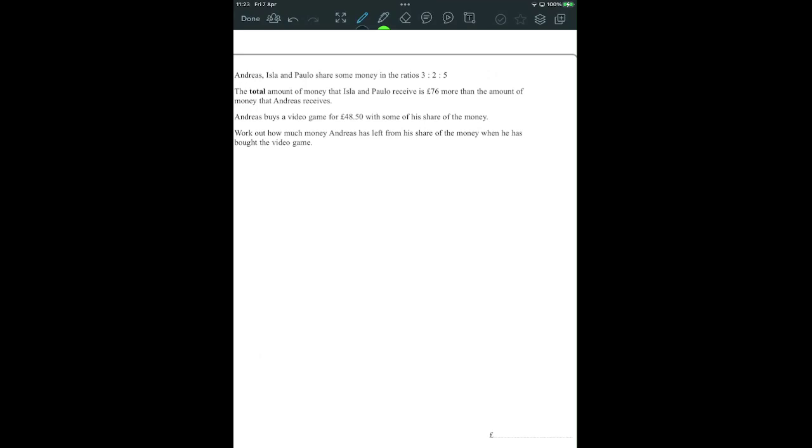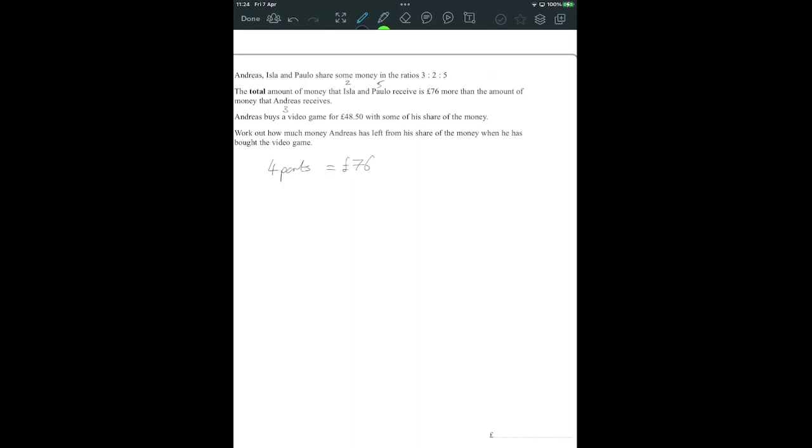Andreas, Isa and Paolo share some money in that ratio. The total amount that they receive is 76 more than the amount that Andreas receives. So we have 2 parts there, 5 parts there, and 3 parts there. So we're saying how much more. Well, that's saying that the 7 parts is £76 more than 3 parts. So the difference in the number of parts is 4 parts, and we've been told that that is actually £76.